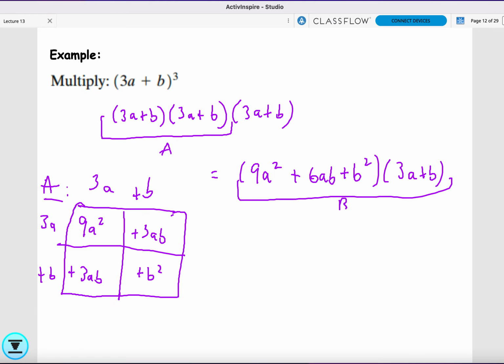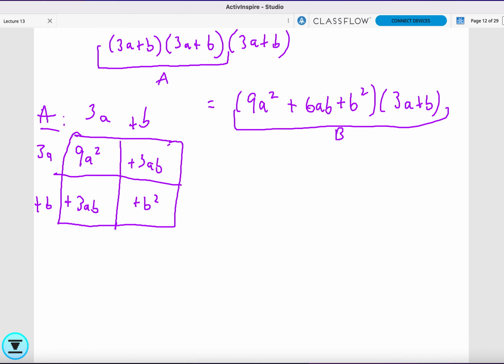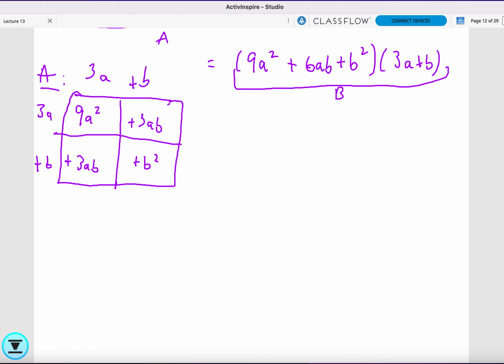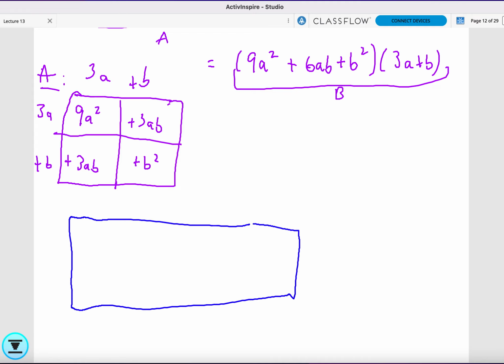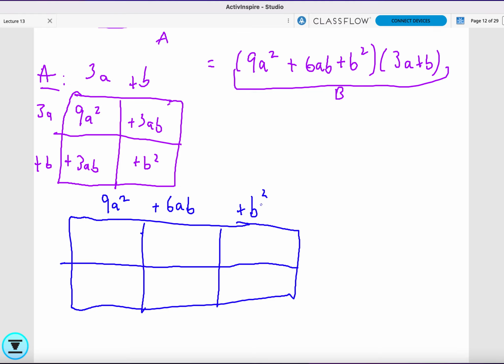So this is going to be box method B. I'm going to switch that to blue. So that's going to be a rectangle. So it'll be 9a squared plus 6ab plus b squared. And I'm going to multiply that by 3a plus b.